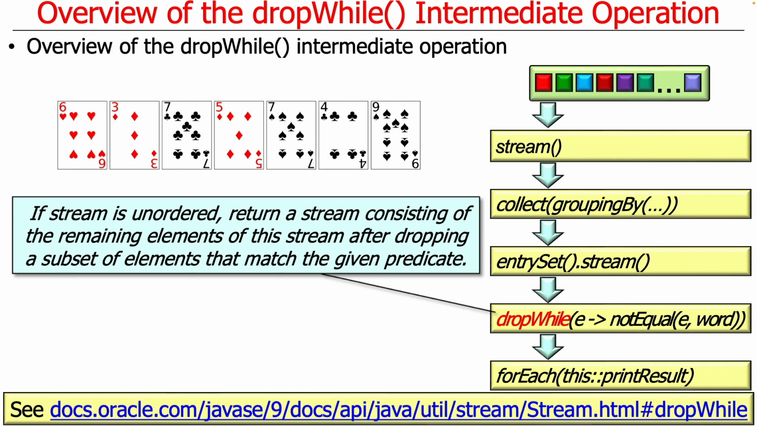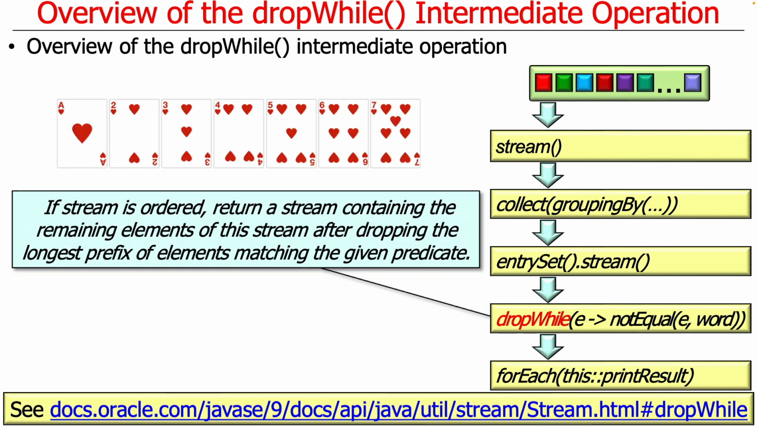What dropWhile does is, if the stream is unordered, it returns a stream of the remaining elements of the stream after dropping a subset of elements that match the given predicate. We'll take a look at an example here where we want to drop a bunch of things that are not equal to something. And the semantics are slightly different.